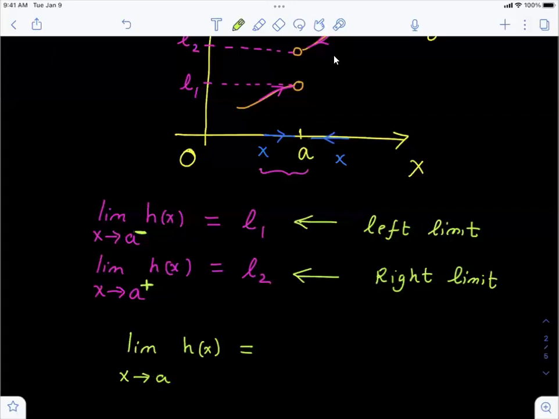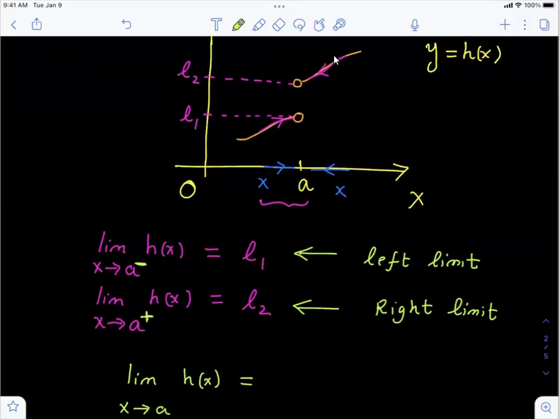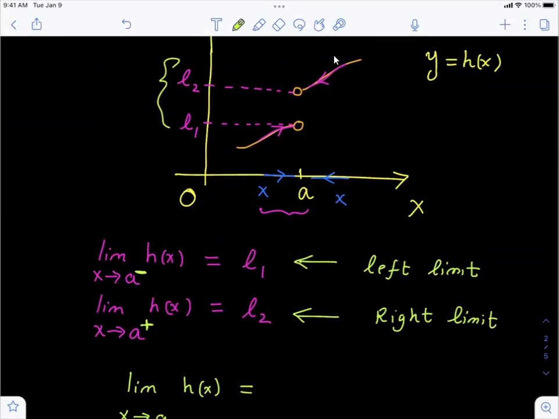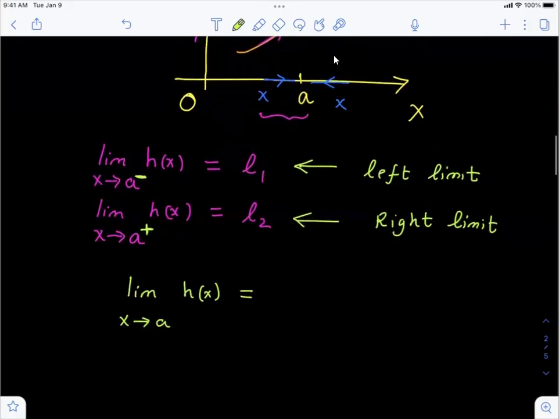That simply means I'm not considering the left approach or the right approach. I'm not considering only the left limit or the right limit. Instead, I consider the unified limit from both ends. And in that case, since these two limiting values are far apart from each other, they're not the same, this is what we are going to say. This particular limiting value doesn't have a meaning.